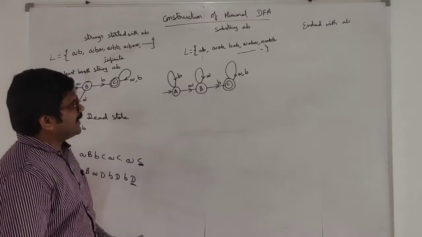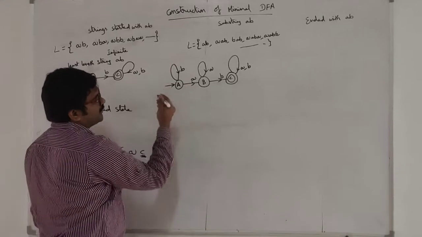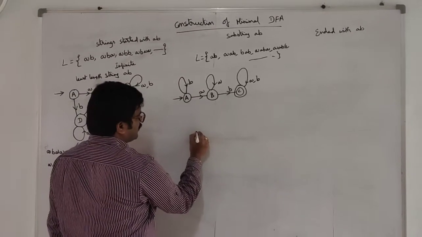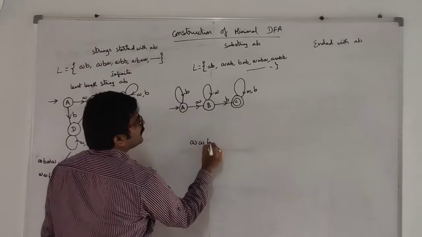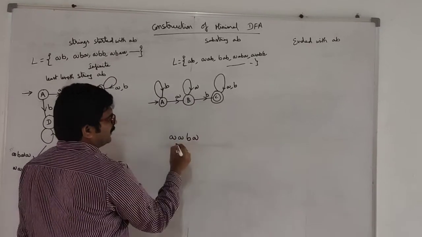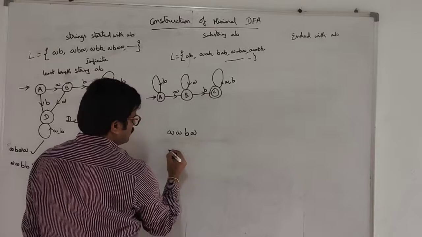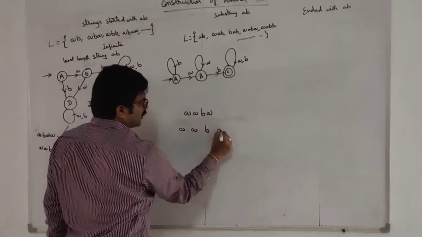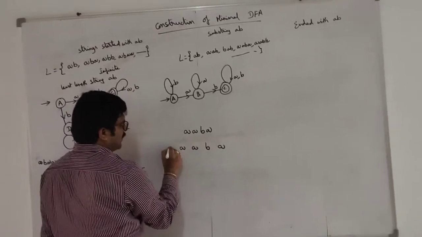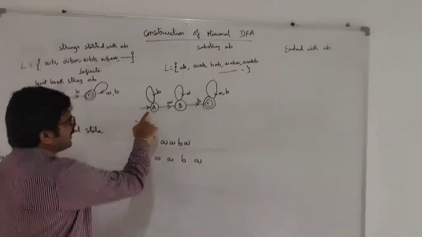Now let us take a string which is available in the language. I am taking the string ABA. The string is available already. To process that, I need to write some gap between the symbols. So let us start with the input symbol A.